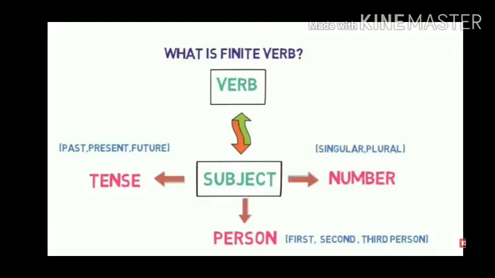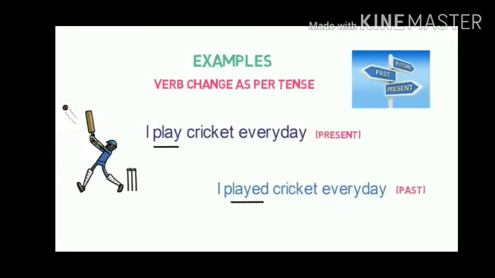As we have already discussed that the finite verbs depend on tense, person and number. Here we can see that according to the tense, it depends on past, present and future. It can change according to the person also, and it can change according to the number. In person, we all know that there are first person, second person and third person. According to that, the finite verb can change. According to the number, singular or plural number, it can change. Let's understand it with some examples.